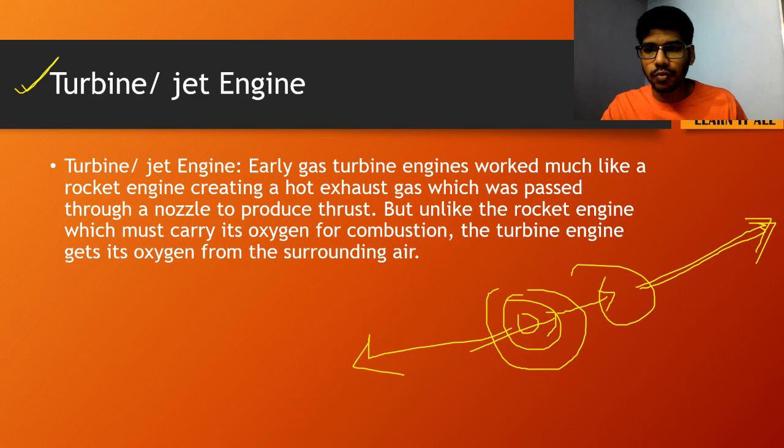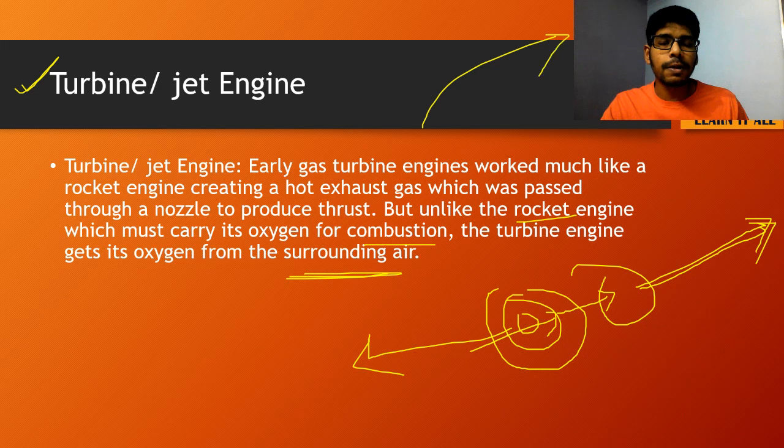But unlike the rocket engine, which must carry its oxygen for the combustion, the turbine engine gets its oxygen from the surrounding air, right? When you talk about the rockets, we use the rockets for the space launches, whereas in space you will not have any atmosphere. So because of the thin atmosphere, you cannot use the atmospheric air for the combustion related purposes. But if the vehicle is traveling within the atmosphere, we have plenty of oxygen, and that oxygen will be used for the combustion of the fuel rather than carrying its own oxygen. So likewise we can see in the GSLV, right?